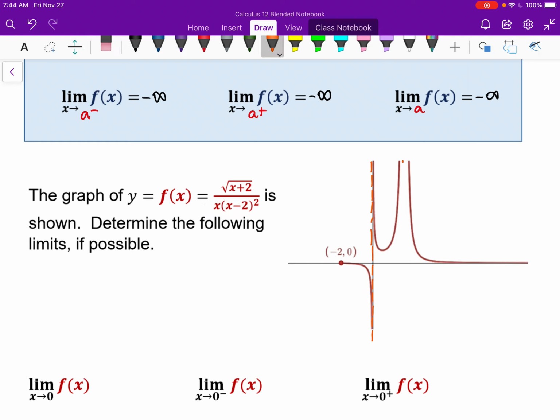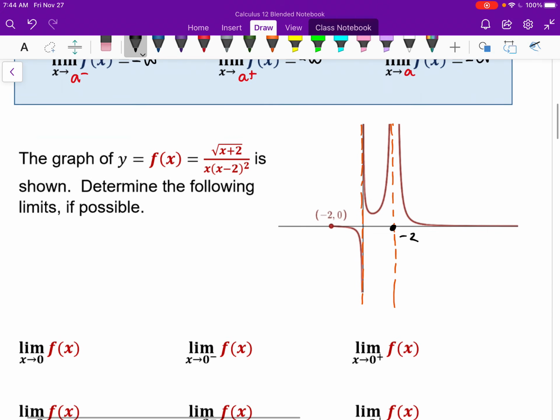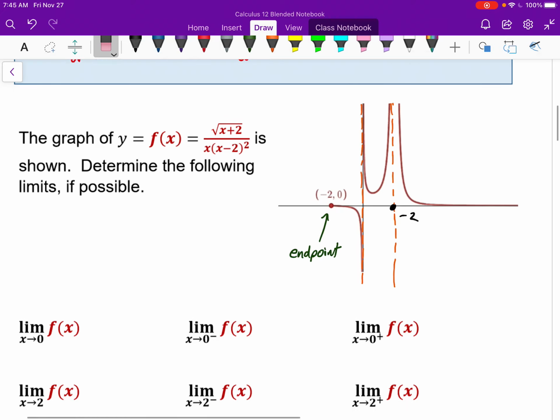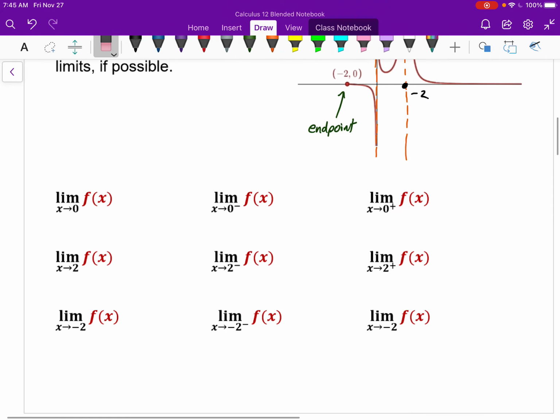As well, I can tell there must be a vertical asymptote right here. But that's not labeled. But by looking at the equation, I know this must be negative 2. And so now I also have an endpoint right here. That's because when x is less than negative 2, my numerator is a non-real number. All right, so hence that kind of explains some characteristics of this graph. And again, this graph is all from this one equation right here. But that's it. Let's look at these 9 limits.